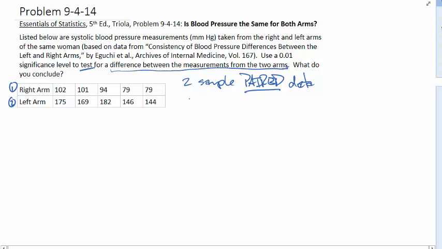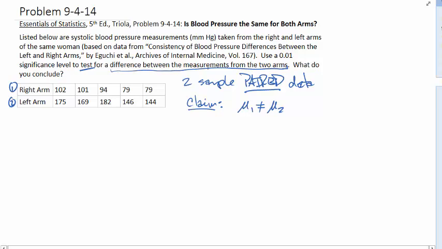Let's continue on analyzing our claim here. It says that our claim is testing the difference between the two samples. So looking at their population, we are looking at mu sub 1 and mu sub 2, the mean for the right arms and the mean from the left arms being not equal to each other, since we're looking for the difference.